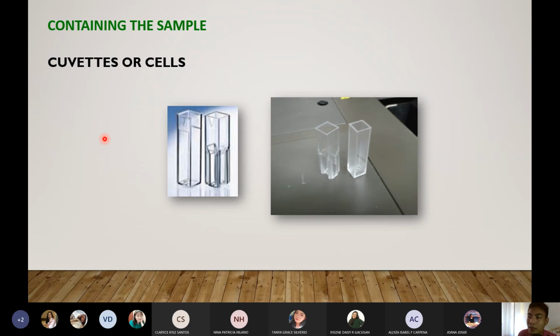So let's go back to the sample. In UV-Vis, this is the cuvette I was talking about. You put your sample here and the light will pass through it. This is the letter B in Beer's law. Remember, A, absorbance, equals epsilon B C. C is the concentration, and B is the path length. When we say path length, we are referring to the length of the cuvette.